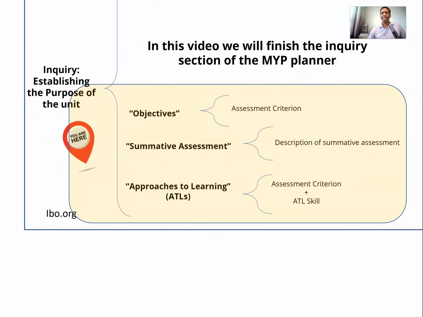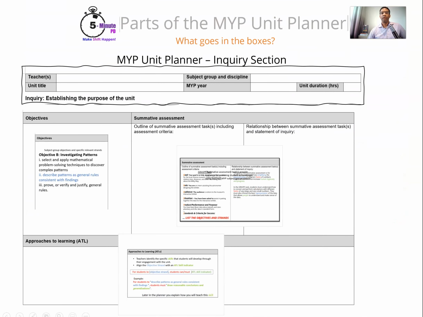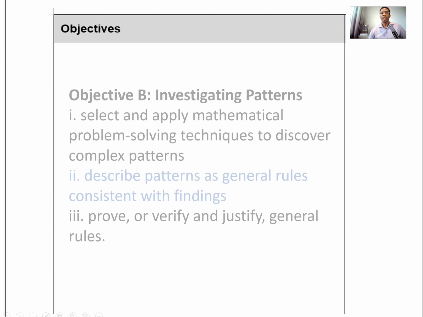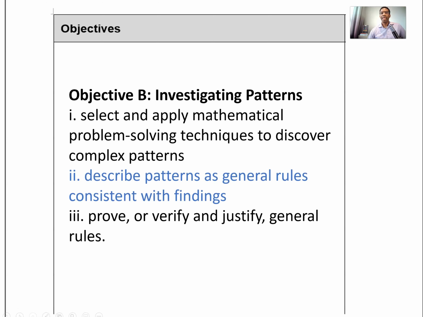We'll finish up the inquiry section of the MYP Unit Planner. All right, so first thing to look at is objectives. So we have our subject group objectives and specific relevant strands. So as our subject group, I'm going to focus on investigating patterns. And here's the strand I want to focus on. Describe patterns as general rules consistent with findings. So we're going to actually see if students can do this. We're going to assess them on this.